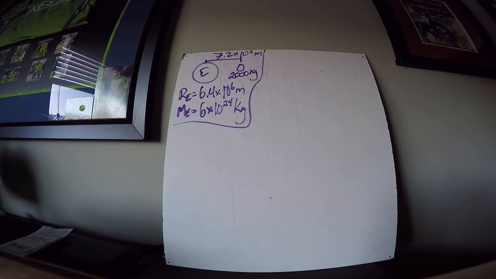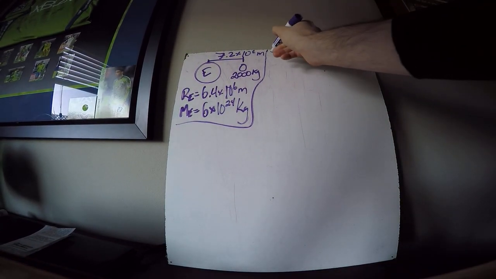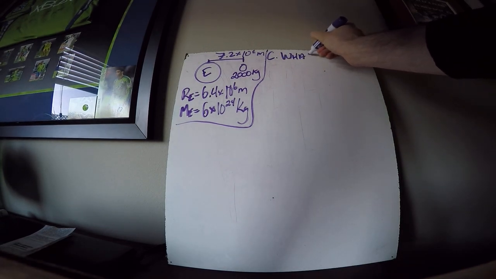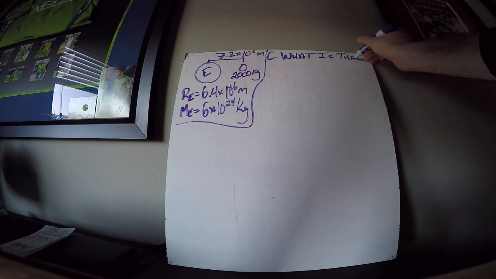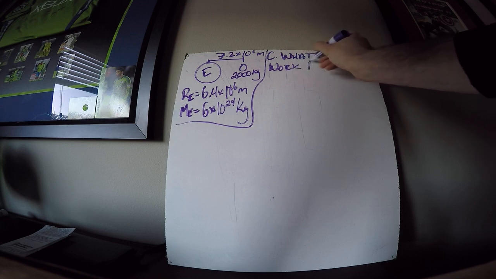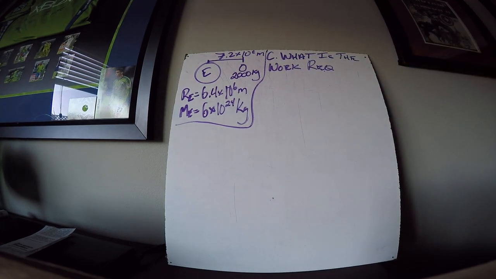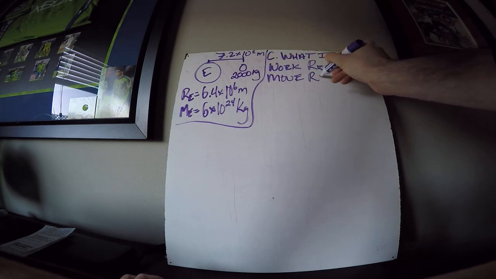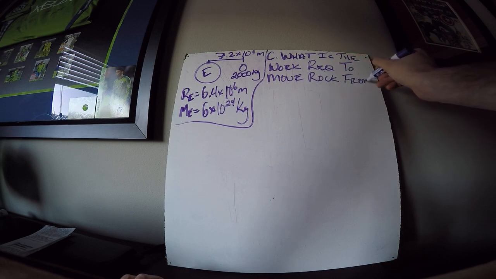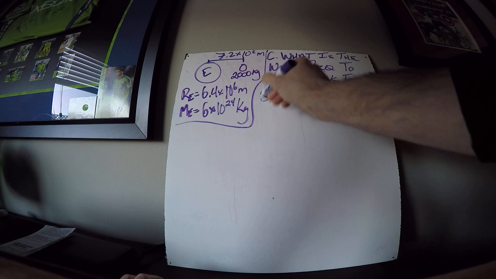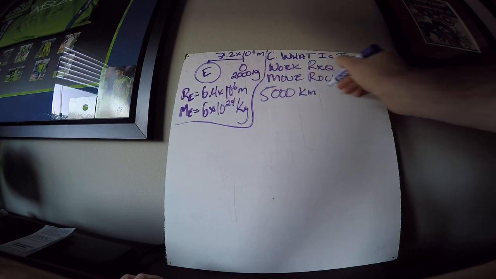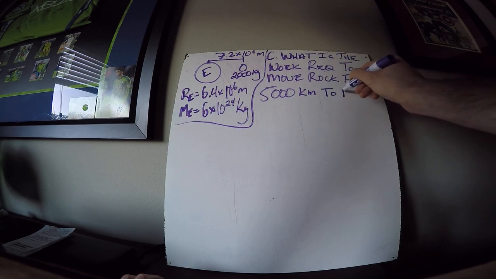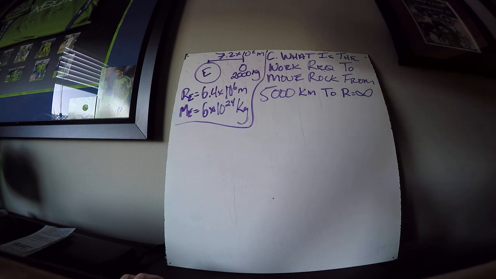Go. Part C. Part C is, what is the work required to move the rock from 5,000 kilometers, that was part B, what we just calculated, to a distance of r equals infinity, or really, really far away.